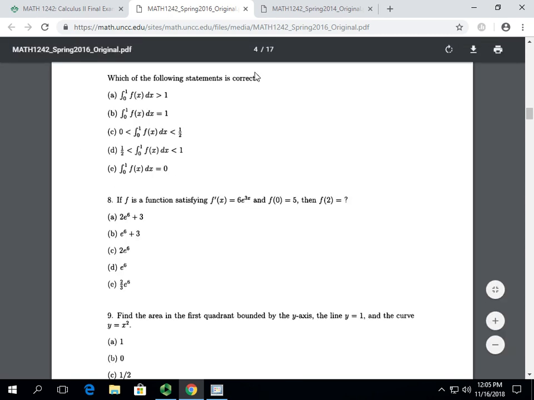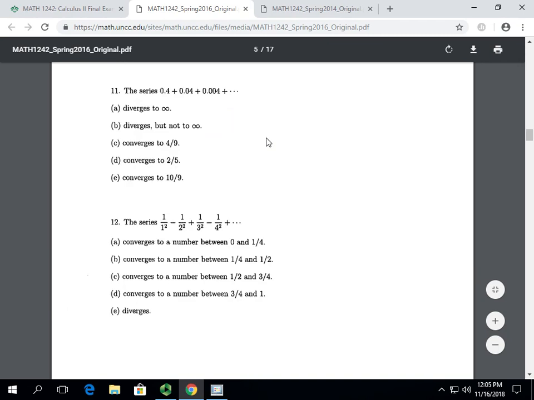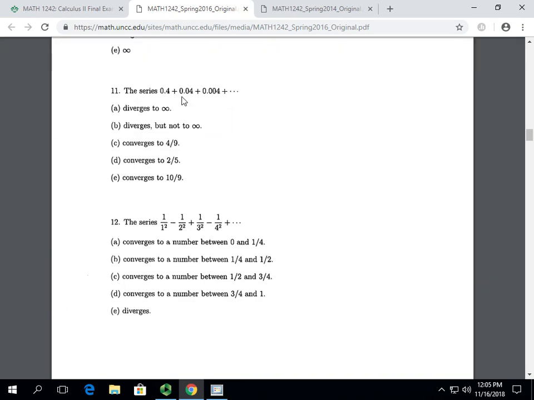You've got an integral, area, quadrant, integral. Here is a geometric series. You can figure out what it converges to. And I warned you about this one. Sometimes they don't write out the formula, they don't write out the summation. 0.4 plus 0.04 plus 0.004.